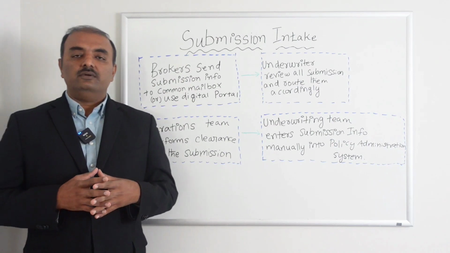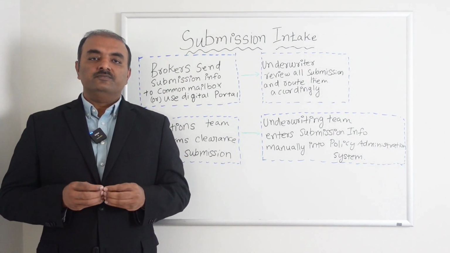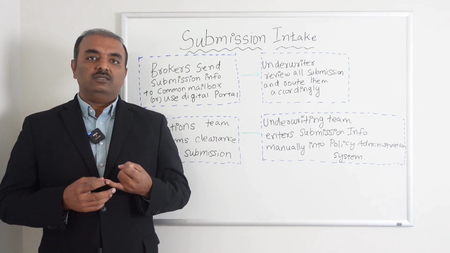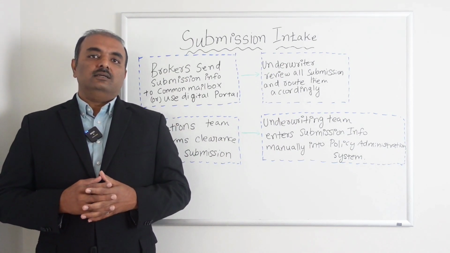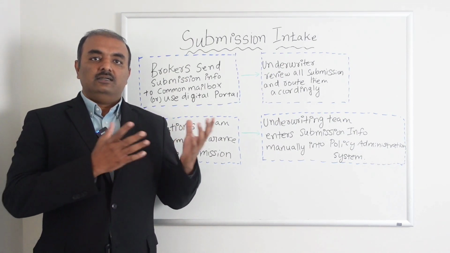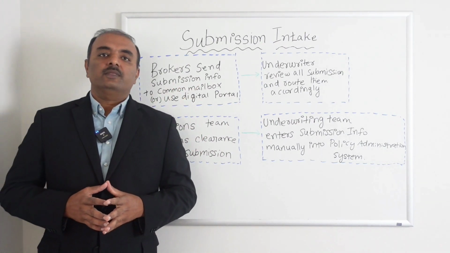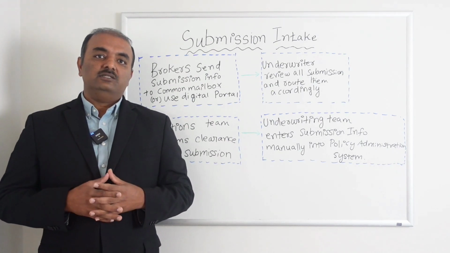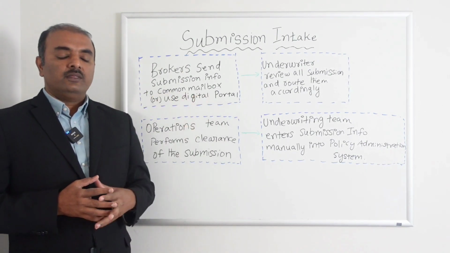When I say submission info, it can be a statement of values, for those who are new to statements of values. It contains all the customer information, like what kind of limits they want, what their actual properties are, etc. And also loss runs, like their past loss history. So all the submission information will be sent to the common mailbox, which will be accessed by the underwriters, P&C insurance underwriters, or it can be submitted using a digital portal.